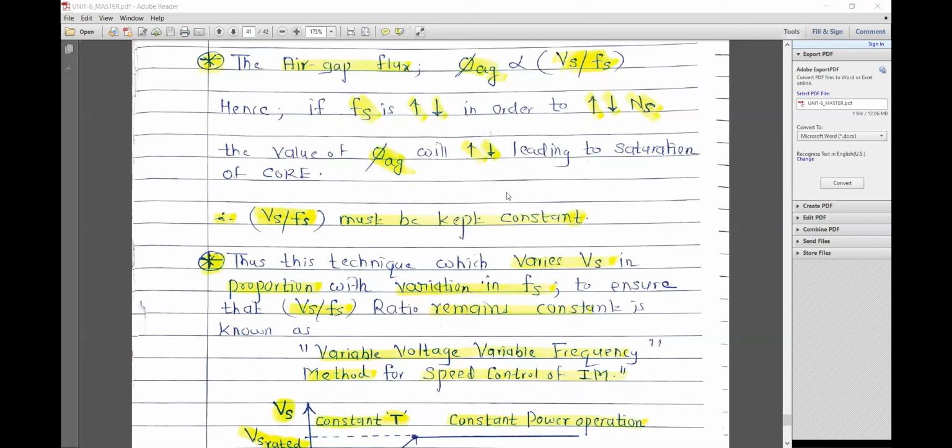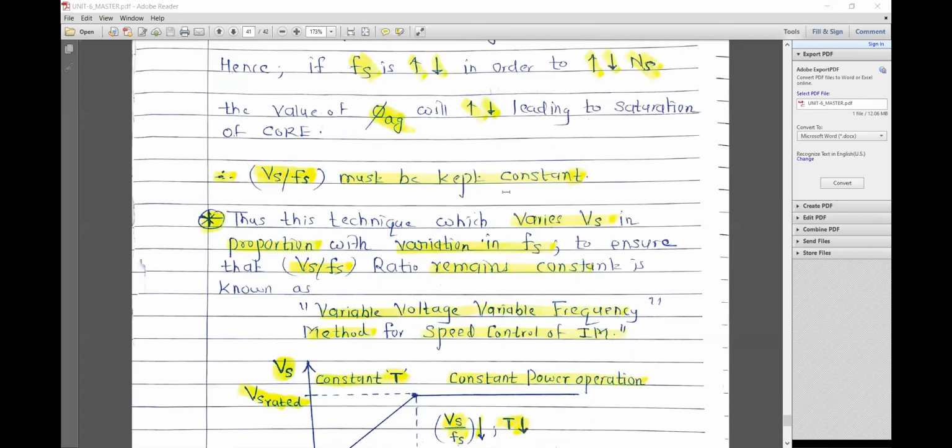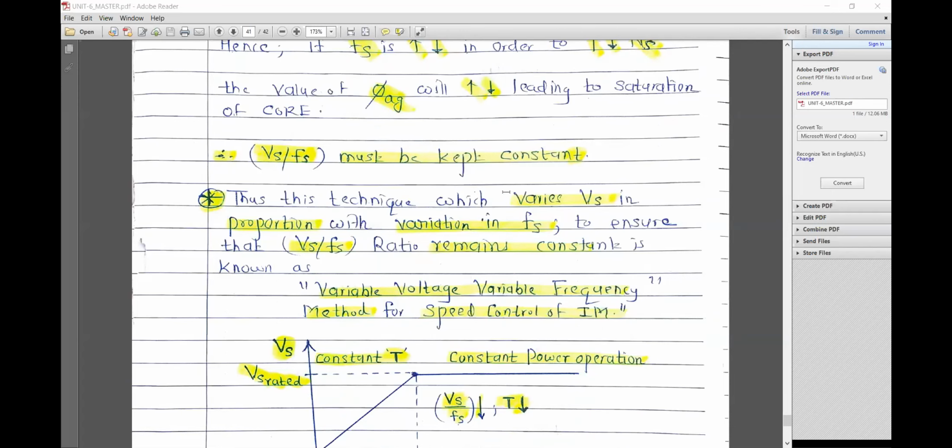Are you able to hear me? Yes, sir. So the AC voltage controller is not suitable for driving an induction motor.